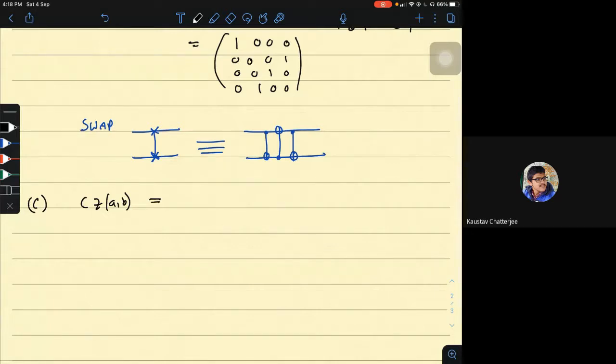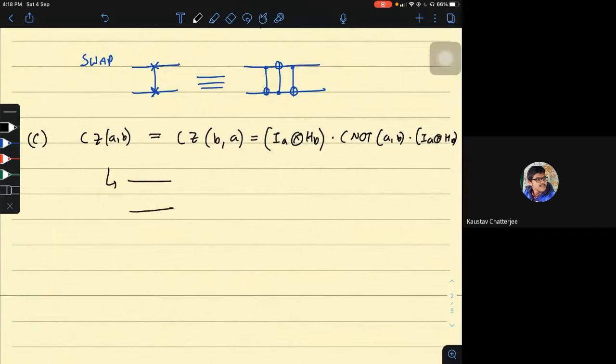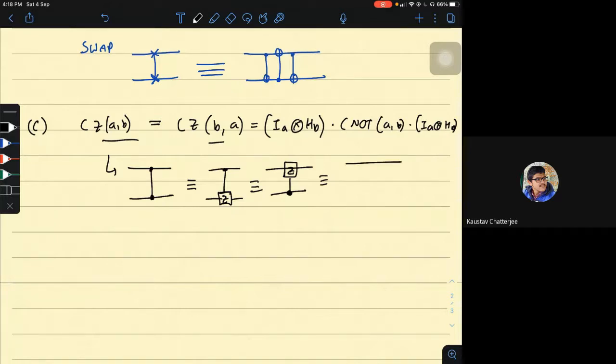So there are two parts to this thing. One is show that Z of AB is the same as Z of BA, and also Z of AB equals Z of BA, which is also equal to H identity times Hadamard times C naught AB times identity times Hadamard. Effectively, what this is saying is this circuit. Usually, we represent CZ just by two dots over here because of this property. So there's no directionality in this. So what it is saying is that a Z operator is equivalent to C naught and 2 Hadamards.